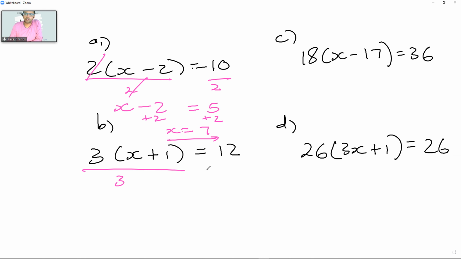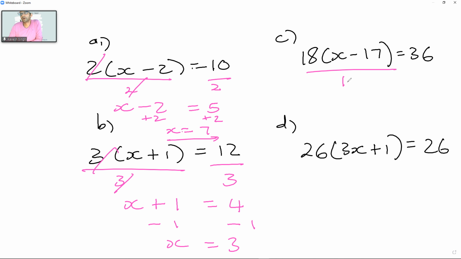Next one, I divide by 3 on both sides. I bring out the bracket. I'm left with 4 now. I minus 1 on both sides, and I get x equals 3. This one, divide by 18 on both sides, and I get x minus 17 equals 2. So I now add it over, it becomes 19. And remember, this has to be 19 because 19 minus 17 is 2. So think about that as well.